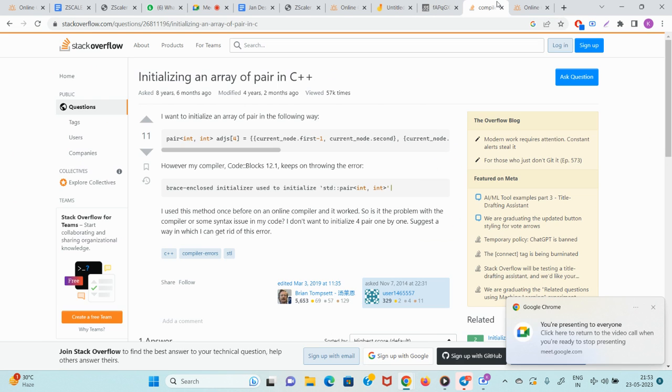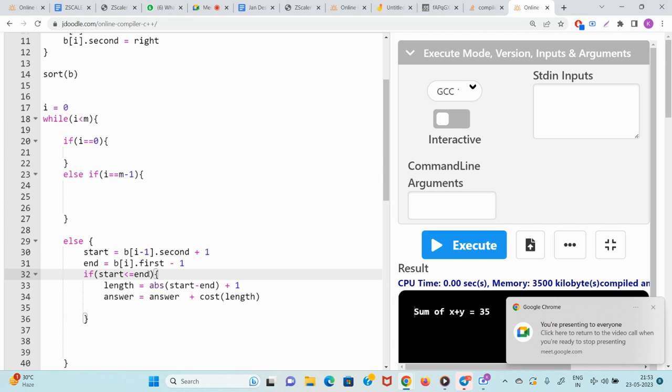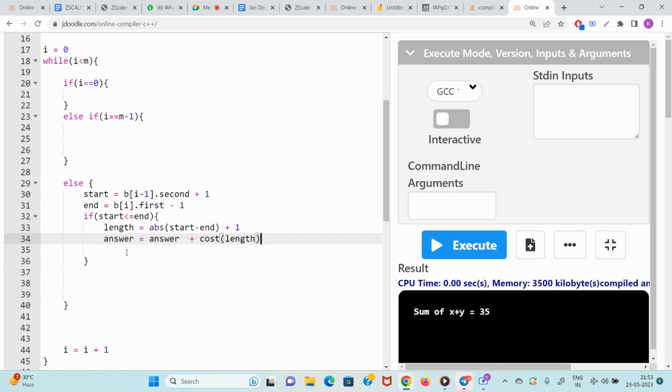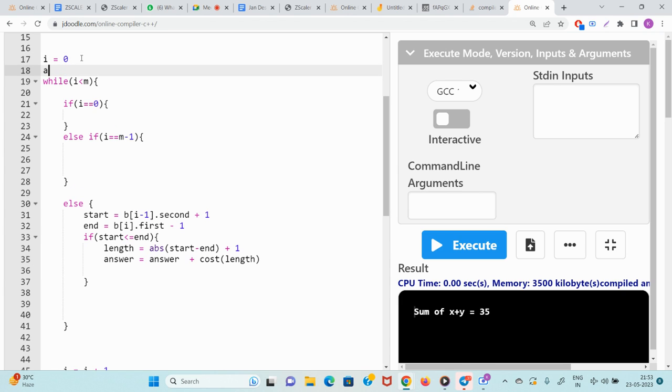So guys, in this code, if start is less than equal to end, then you just calculate the length, end minus start plus 1. Then you write answer equal to answer plus cost of length. Okay guys, great. So now this is done. So answer is 0. Now guys, this is very easy.